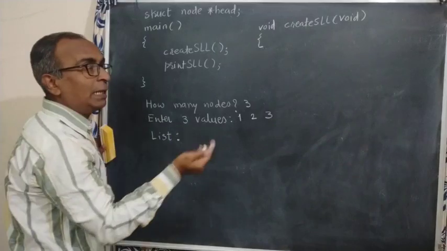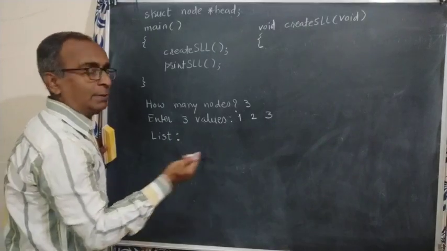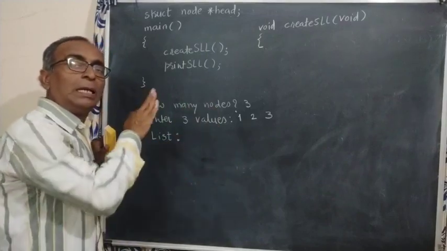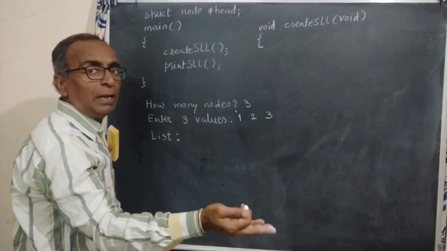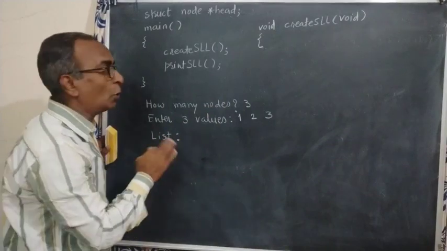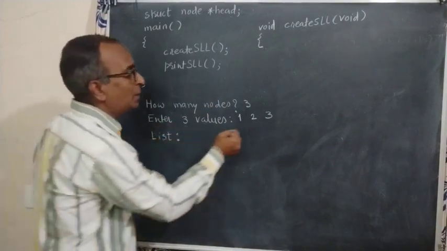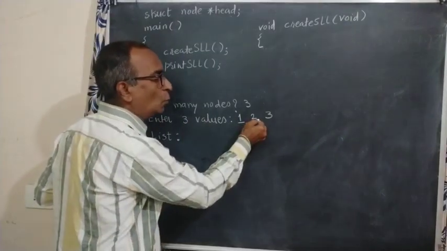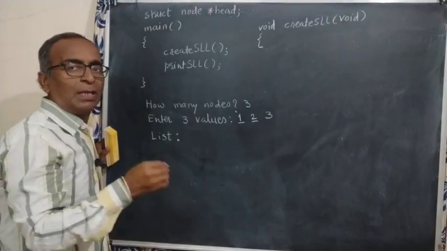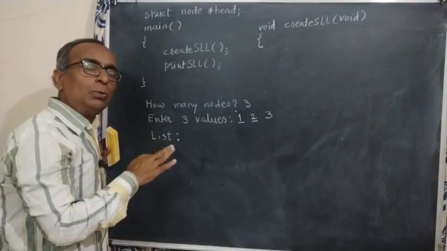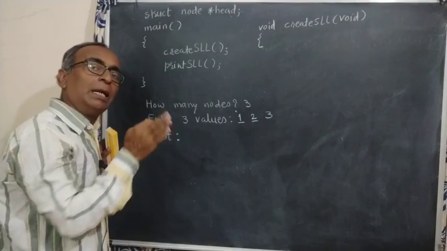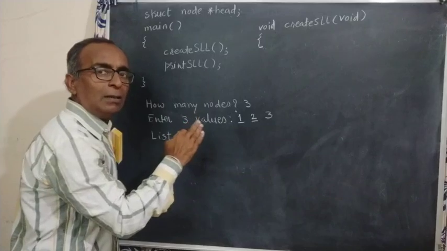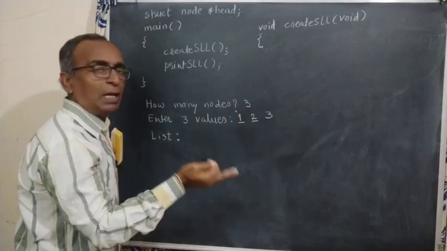How you create the linked list depends on where you are adding the next node, whether at the beginning or at the end of the existing linked list. The order depends on that. First you have created a node for 1, then you add the node of 2 at the end. In earlier lectures I showed you how to create a linked list by adding at the beginning. But now we will add a new node at the end and create the linked list.